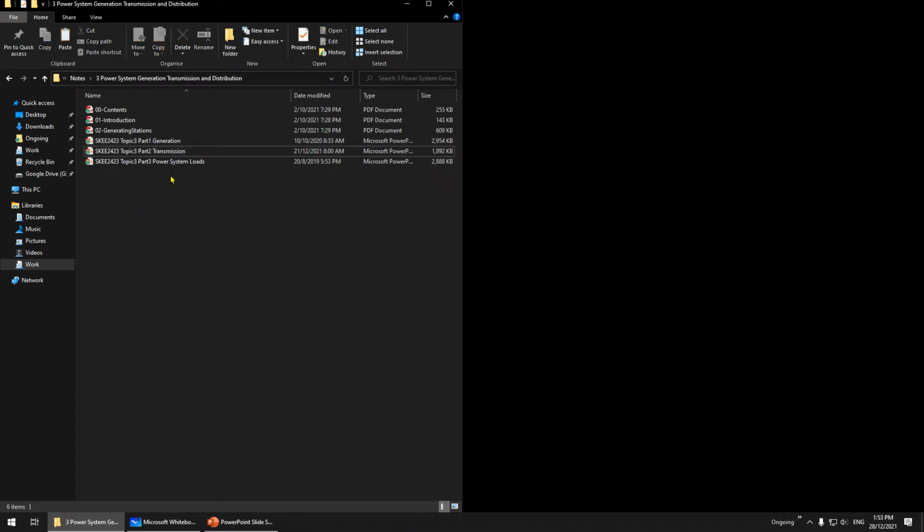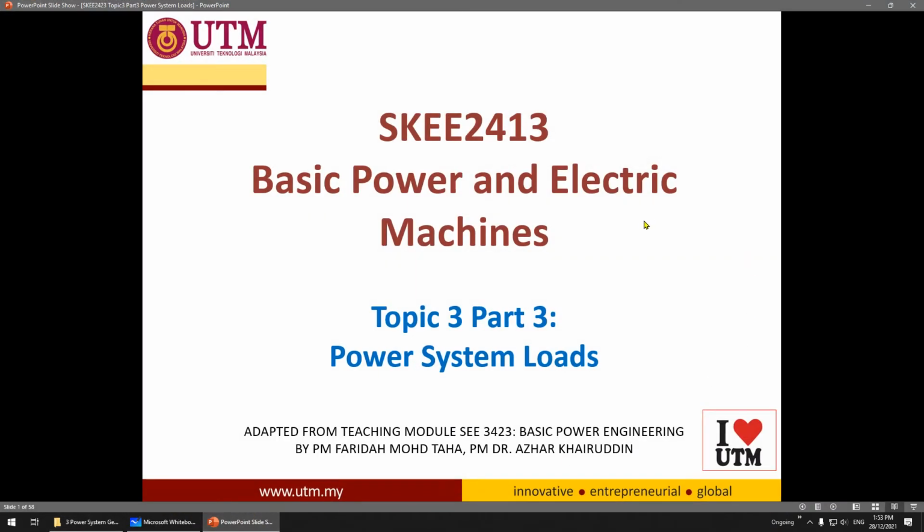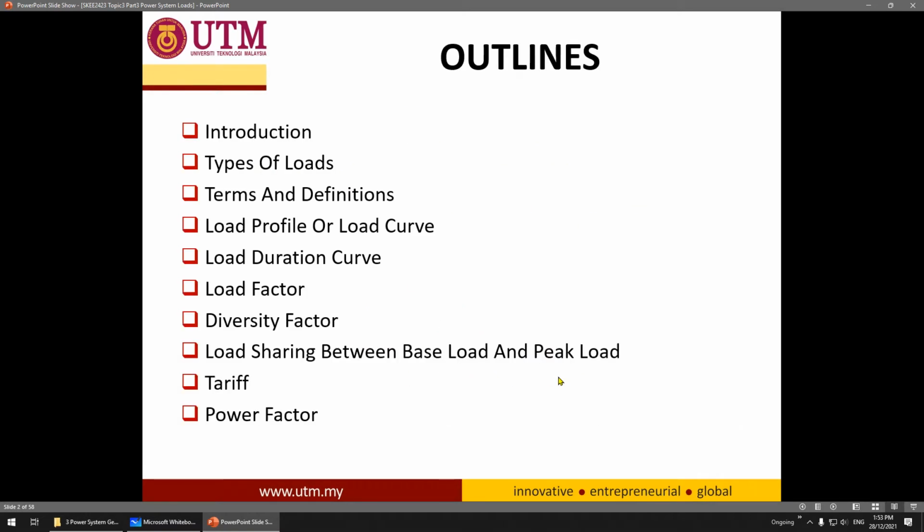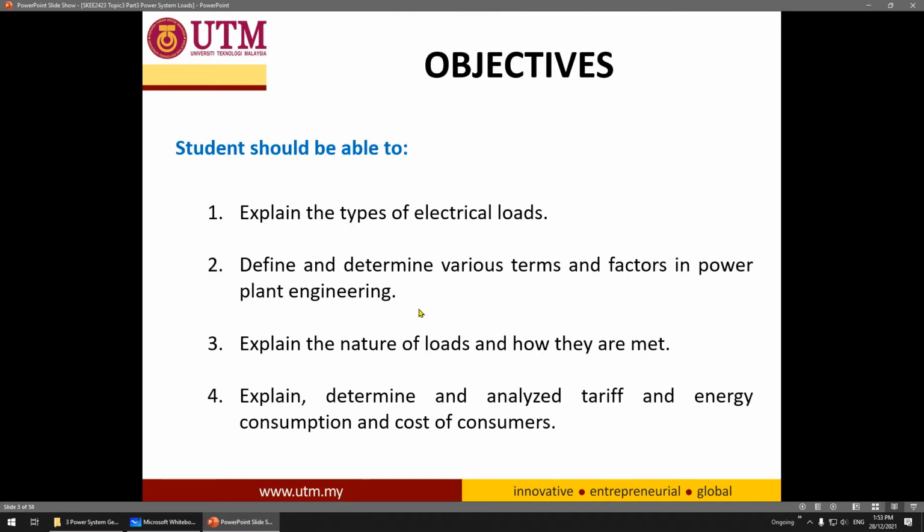So now we continue with chapter 3.3, which is power system load. This is the outline. At the end of this class, you should be able to explain the types of electrical load, define and determine various terms and factors in power plant engineering, explain the nature of load and how they are met, and determine and analyze the tariff and energy consumption and cost to the customer. This one is basically your assignment 1.